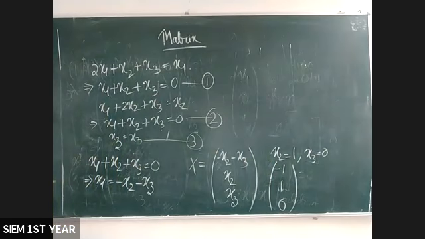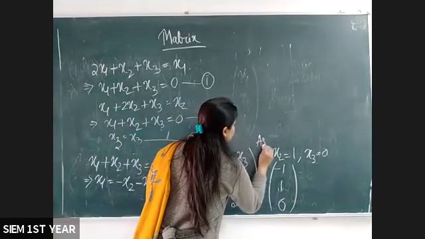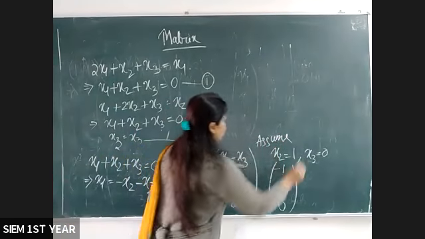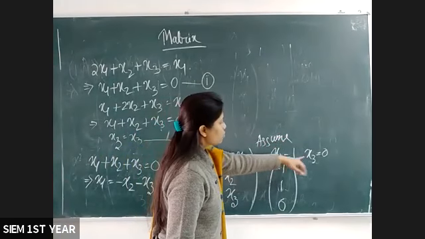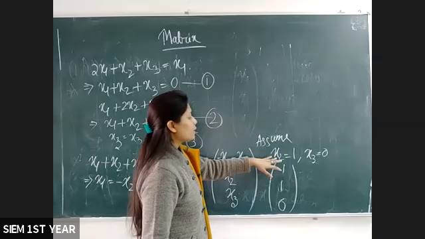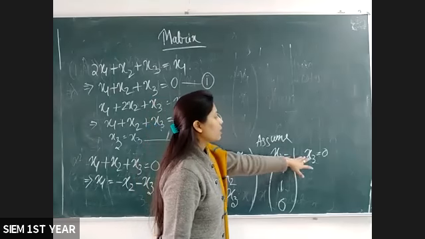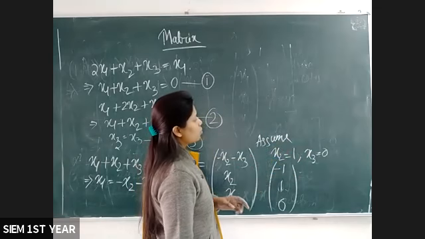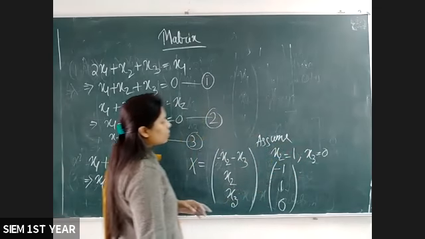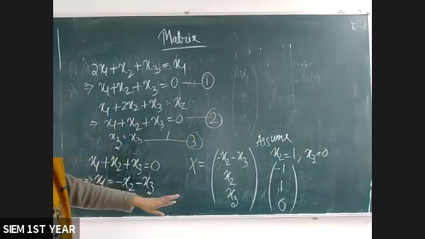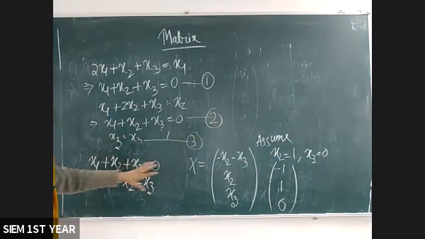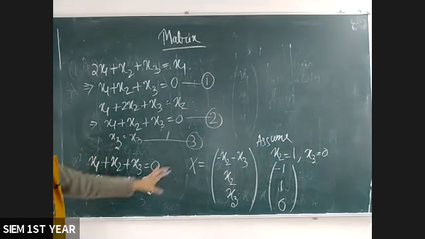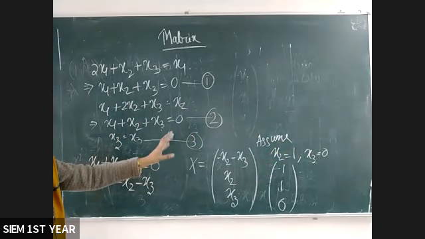You can assume any value. I am taking x2 is equal to 1, x3 is equal to 0. You can take x2 is equal to 0, x3 is equal to 1. Or you can take both x2, x3 as 1, 1, or any other number. You can choose any number. When you cannot find a particular value and you are taking a relation, then you can consider any value.